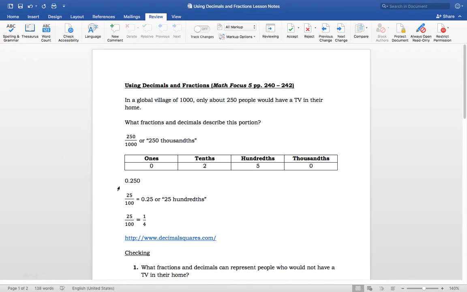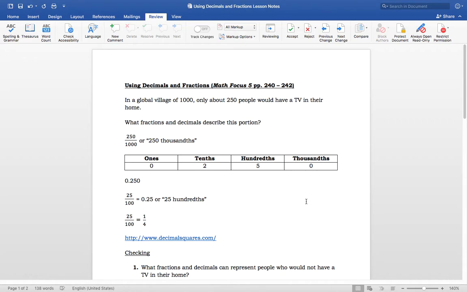As a decimal, we can express this as 0.250 or 0.25. We can't express this as 0.2 because we're dropping the 5 and that changes the value of it completely. It's not just 2 tenths, it's 25 hundredths or 250 thousandths.